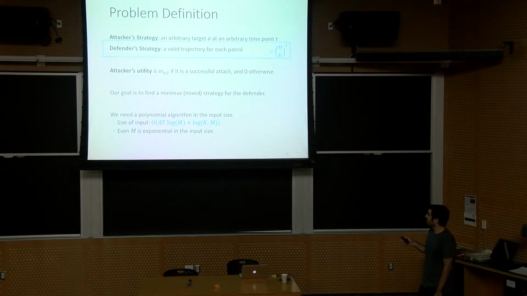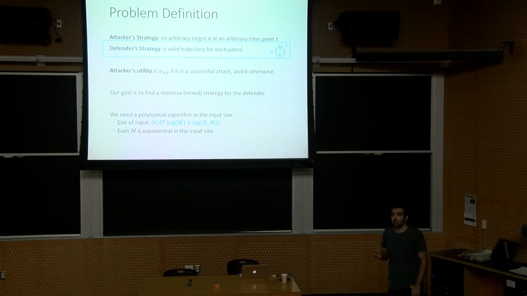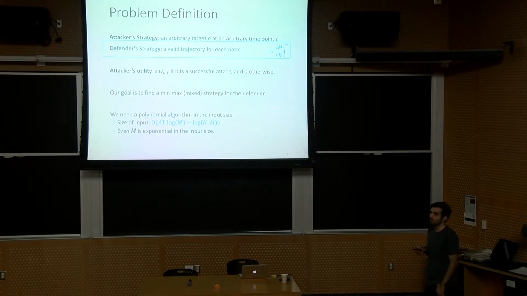And the main difficulty is that the number of pure strategies of the defender is huge compared to the input size. So you can choose any subset of k of the locations as where you put your resources in a specific time point, and if the speed limit is, for example, very large, this could be as large as m choose k to the power of T.